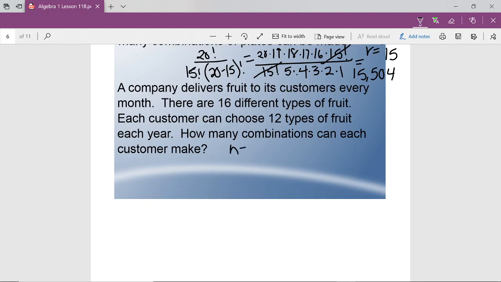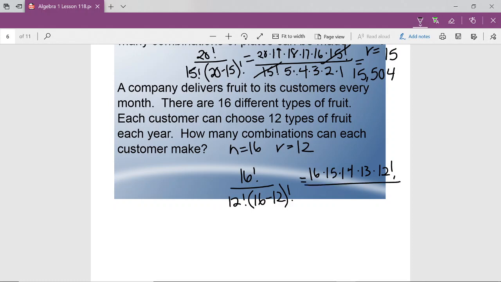So we say I have 16 choices and I'm choosing 12 of them. So 16 factorial over 12 factorial times 16 minus 12 factorial. So 16 times 15 times 14, 13, and 12 factorial over 12 factorial times 4 factorial. And I'll say we have 3, 2, and 1, so I can simplify easier. The 12 factorials go away.